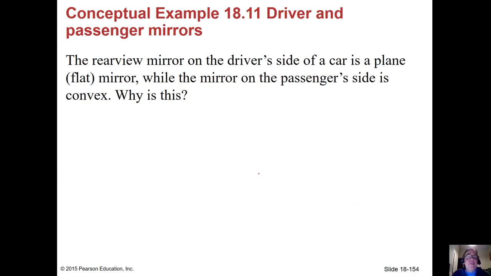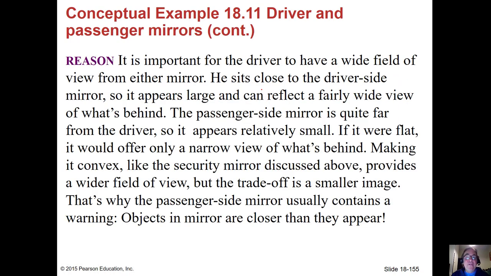Oh, okay, maybe this is what I was talking about earlier. The rear view mirror on the driver's side of the car is a plane mirror, while the mirror on the passenger side is convex. Why is that? Oh, here's the reasoning. This is probably a little more eloquent than I said it. Important for the driver to have a wide field of vision from either mirror. You sit closer to the driver's side mirror so it appears large and can reflect a fairly wide view of what's behind. The passenger mirror is quite far from you, at least farther than the one that's right next to you, so it appears relatively small.